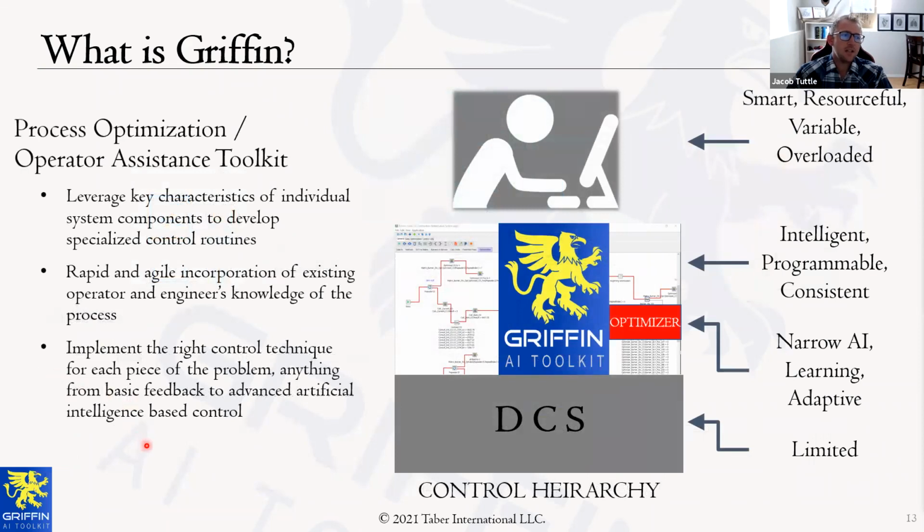So Griffin itself is a toolkit. It really is a tool belt you could think of, bringing to the table many different techniques and abilities to implement different flavors of control between a resourceful and flexible person and a rudimentary, robust DCS control system.